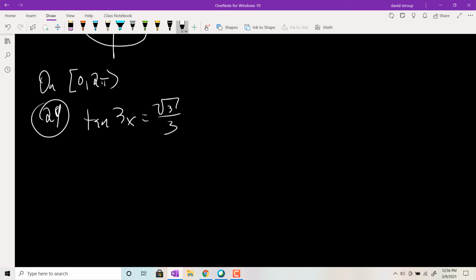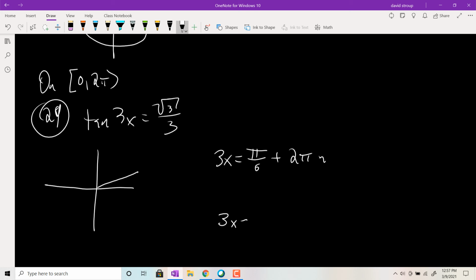anyways, these multiple angle problems, you almost have to write the infinite solutions anyways, right? If you think about the unit circle, the reference angle is pi over 6, yeah. Because tan of pi over 6 is 1 over root 3, which is root 3 over 3. Okay. So you're going to have 3x equals pi over 6 plus 2 pi n. And then also 3x equals... let me not do this below. Let me do it to the side.